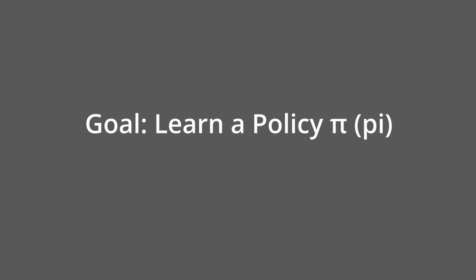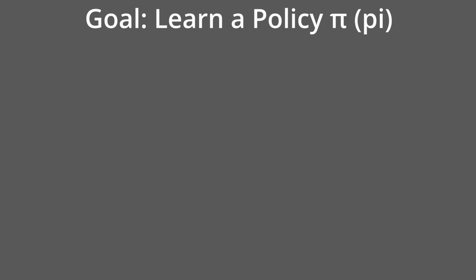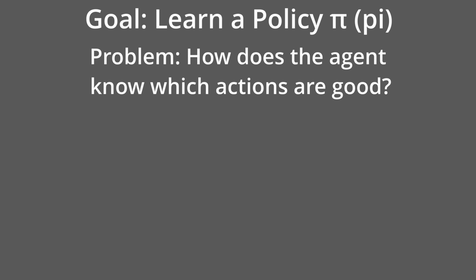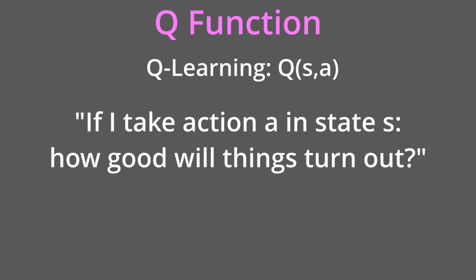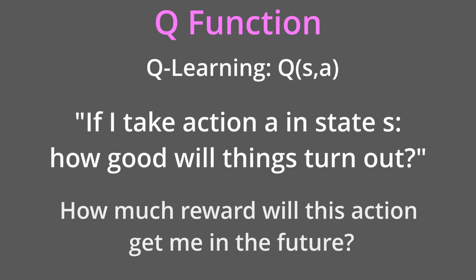So we said our goal is to learn a policy, a rule for what Mario should do. But here's the problem. How does the agent know which action is good? That's where the Q function comes in. In Q learning, we learn a function called Q(S, A). You can think of it as, if I take action A in state S, how good will things turn out? More specifically, it answers, how much total reward can I expect in the future if I do this?